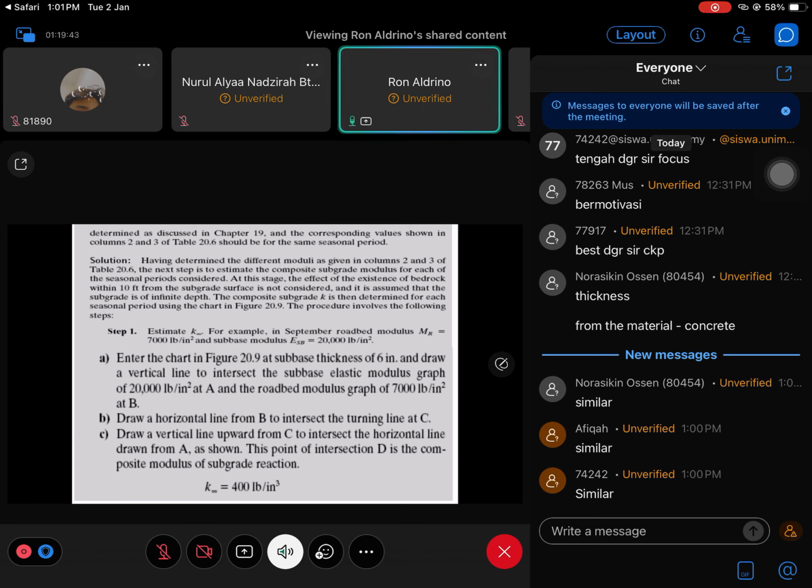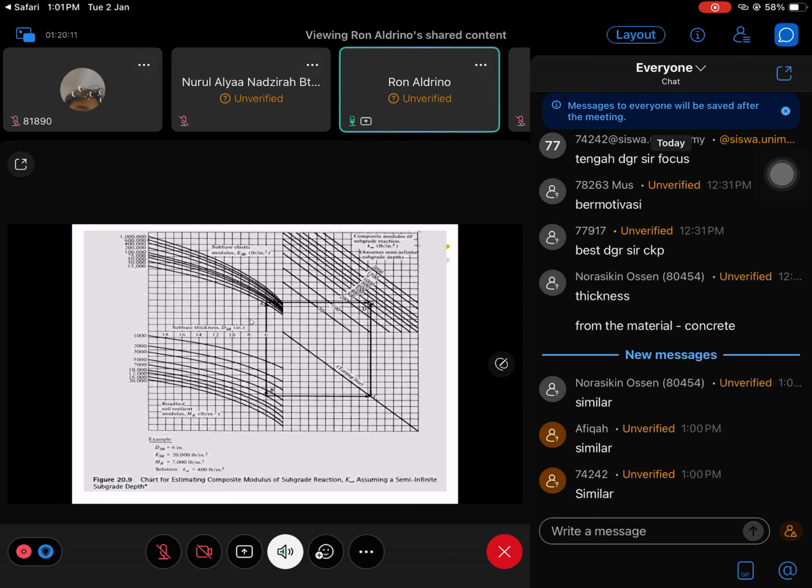So the composite subgrade K is then determined for each seasonal period. You have to notice here, the composite subgrade is determined for each seasonal period. So the procedure is as follows. First, you estimate the K effective. For example, in September, the roadbed modulus is 7,000 and the subbase modulus is 20,000. So you look at this chart, and you draw a vertical line from the 6 inch.